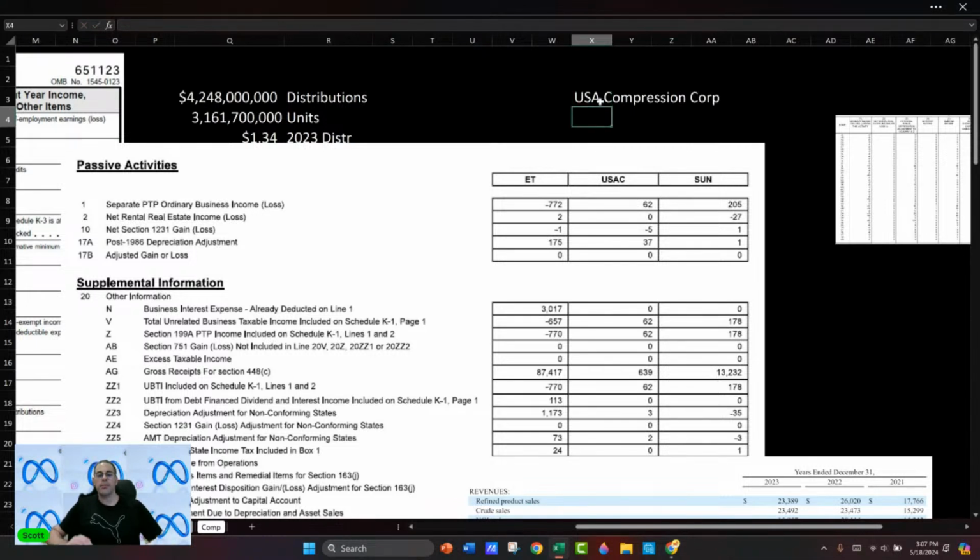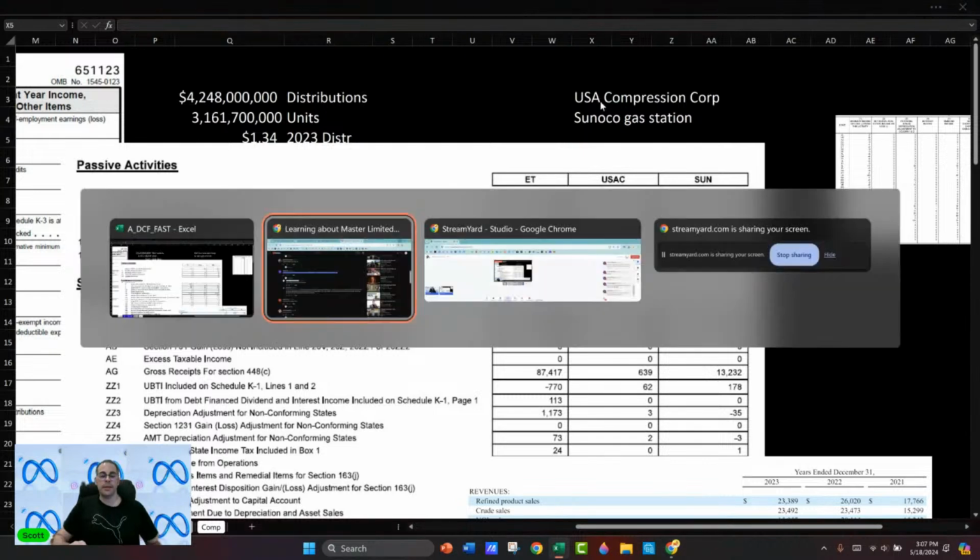They bought USA Compression Corp. I don't know when they bought it. Sunoco. And they bought Sunoco gas stations. These are both tickers you can invest in.